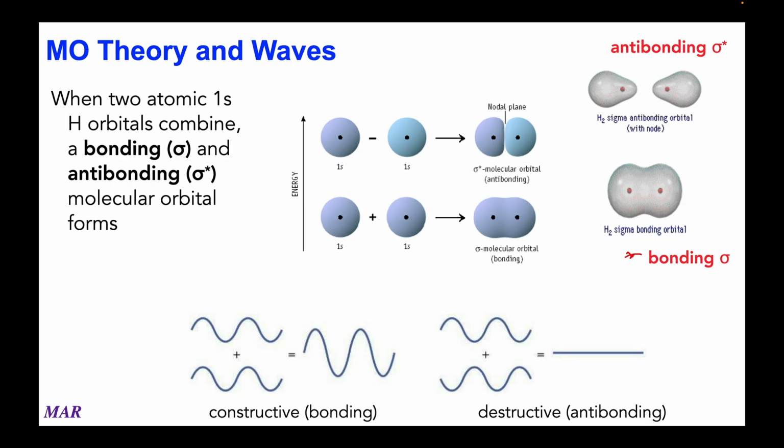So in that lower video right there, that showed when the two 1s orbitals came together to make a strong bond, and that's a bonding orbital. On the other hand, you can have those same two 1s orbitals combine in an unfriendly method, a method that makes the molecule weaker.